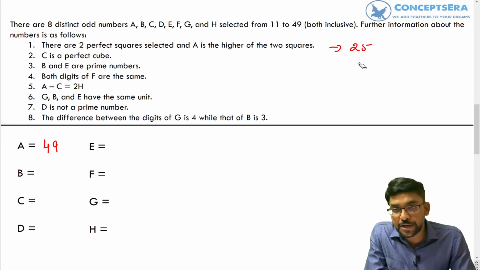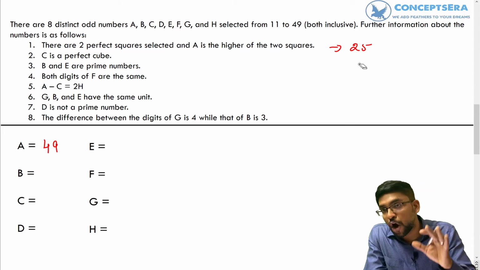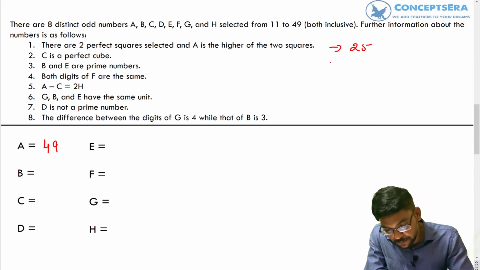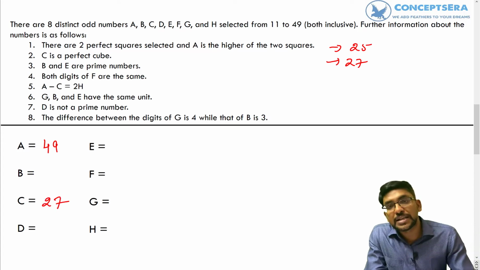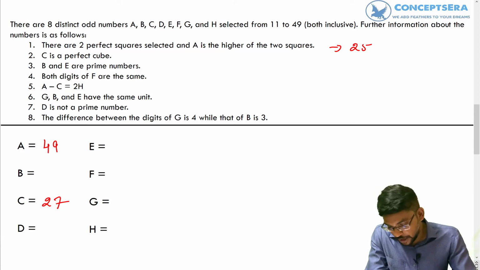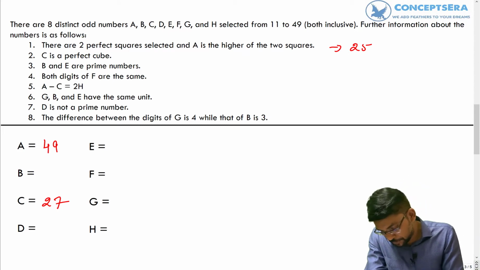Now look at statement 2. Statement 2 says C is a perfect cube. When C is a perfect cube, we have to look for an odd perfect cube. So what is the odd perfect cube? We can immediately say it comes out to be 27. So in the place of C, we can write down 27. We have decoded the second statement also. Look at the third statement: B and E are prime numbers. There are multiple prime numbers between 11 and 49, so we will hold this particular statement.